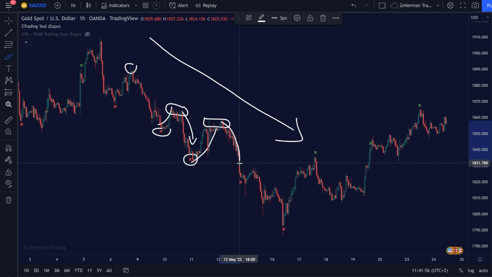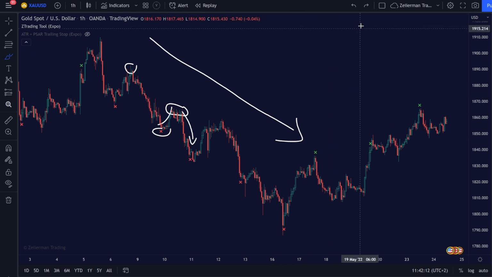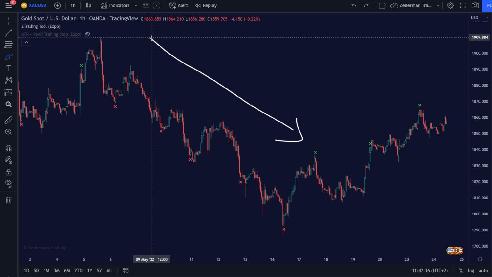And boom, down it goes. We take our profit, we get an X, the market reacts, and we can start looking for another short setup, and boom, down it goes. So we can actually see how accurate those exit points can help us predict where the market will react.